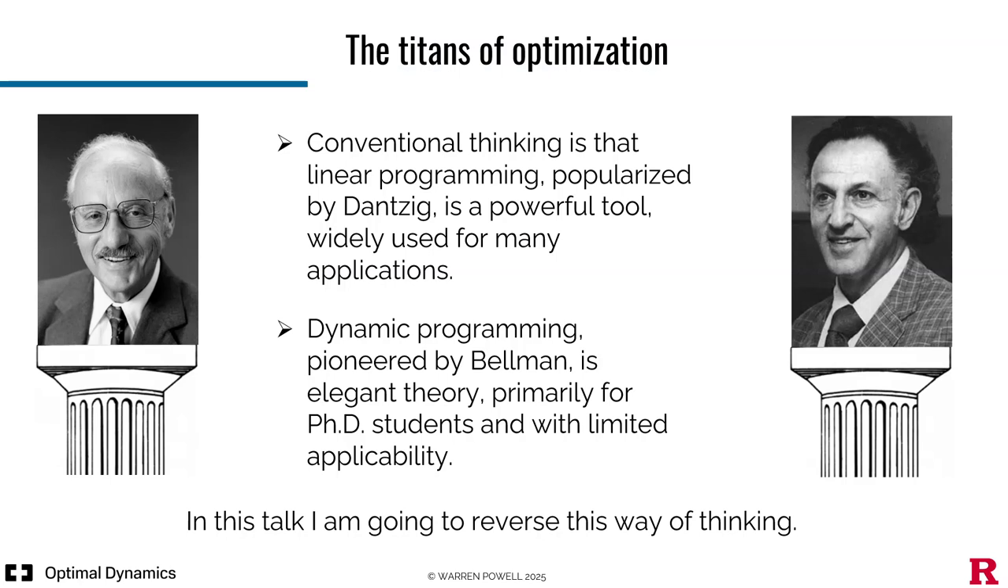Now, in this talk, I'm going to address the accomplishments of these two men. These are titans, or pillars, of optimization. George Dantzig, who invented the simplex algorithm and made deterministic optimization very popular, and Richard Bellman, who pioneered Bellman's equation. The conventional thinking is that linear programming is a powerful tool widely used for many applications, whereas dynamic programming is really more elegant theory, primarily for PhD students with limited applicability. Over the course of this talk, I'm going to reverse this way of thinking, and by the end, hopefully give you a fresh perspective on the contributions of both of these gentlemen.